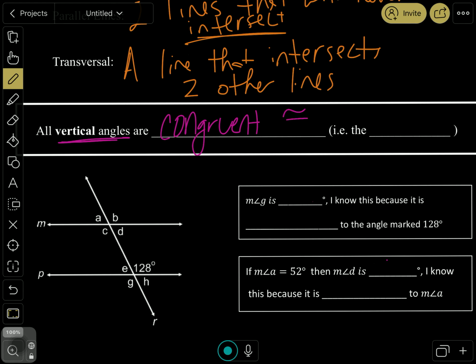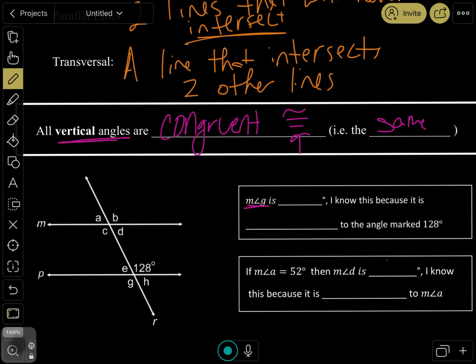If we haven't seen this symbol right here, that's how we shorthand congruent. You will see it in geometry. And if you haven't heard of the word congruent before, all that means is they are the same. They are equal, okay? All three of those terms mean more or less the same thing. So let's practice applying that knowledge.